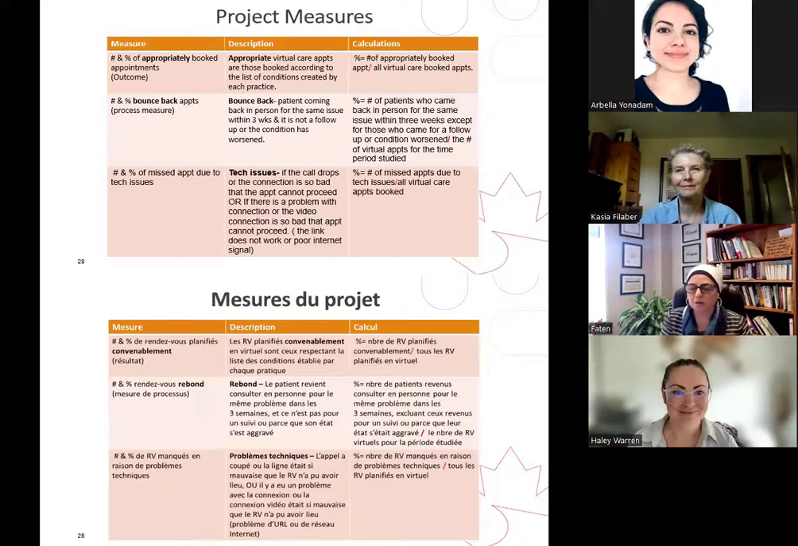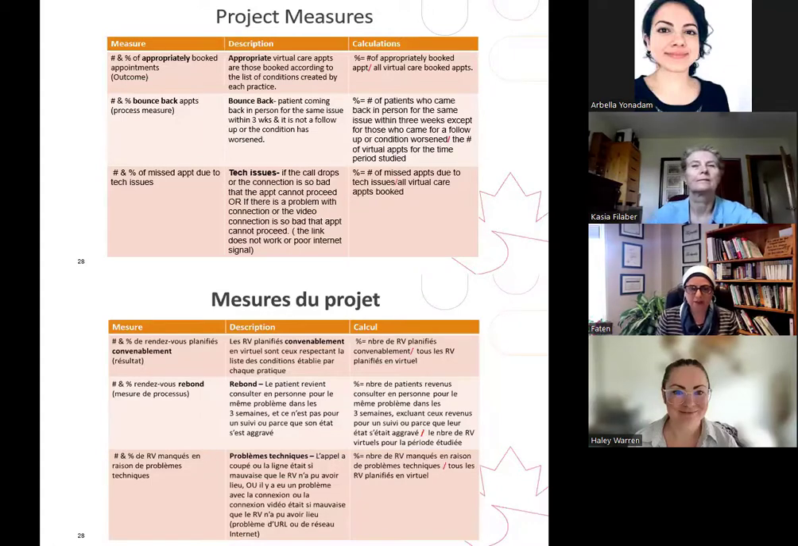So we wanted to make sure we developed project measures, and we developed 6 project measures. So 1 outcome, 3 process, and 2 balancing measures. An outcome measure is a measure that allows us to see if we are achieving our goal. They're also known as lagging measures because they're like a big boulder that you're trying to move. And process measures are those measures that allow us to see if we're doing the activities we need to do in order to achieve our goal. They're called leading measures because they move much quicker than lag measures or outcome measures.